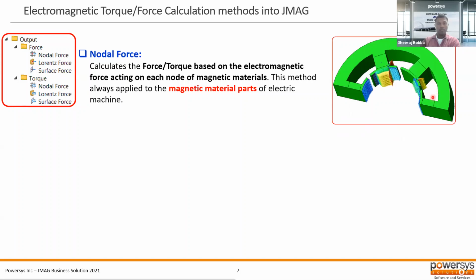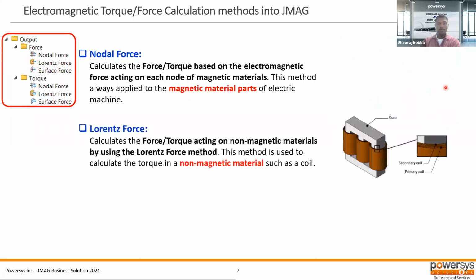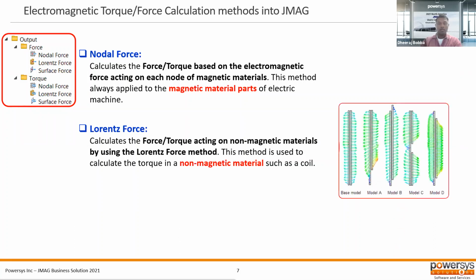Looking at a vector plot for the magnetic force, this is how it looks on the surface of the stator. Then we have Lorentz force, which can be used to calculate force on conducting material, essentially non-magnetic material, such as a coil. In this case, we're looking at a transformer and an example of how it looks in the output, a vector plot of the distribution of Lorentz force.